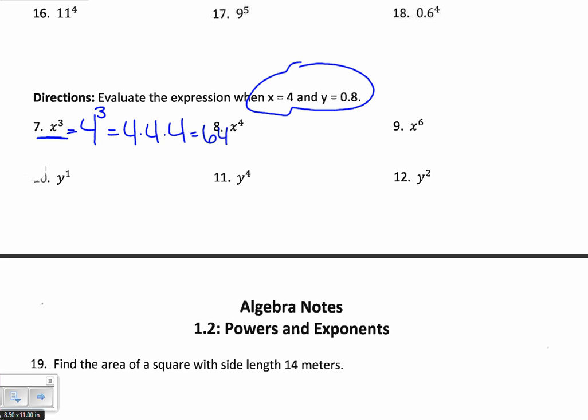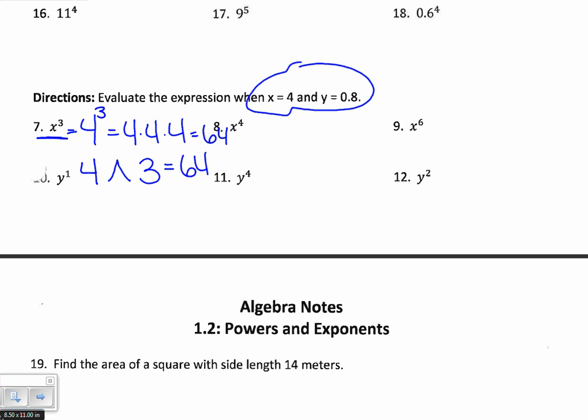I could also use a calculator doing this. For the calculator, I need to use what is called the caret key. It looks like an upside down triangle, or half of a triangle, I guess. It should be on the left or right hand side of your calculator. If you're not sure where that is, let me know and I can help you find it. You type it in the calculator like 4 caret 3. When you type in 4 caret 3 in the calculator, you're going to get 64.